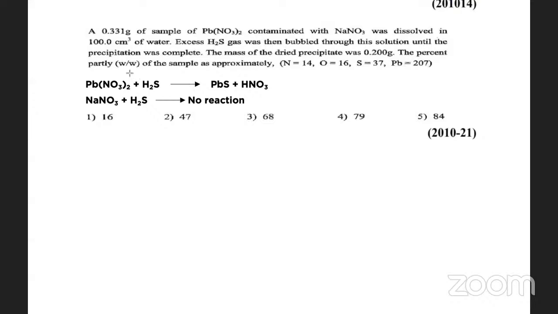The percentage of... I think something is missing there, no, people? Some information is missing there. The percentage of who? Lead nitrate or sodium nitrate? Okay, now that's going to be interesting. Give me a second, let me check the 2010 paper. Okay, someone has checked it, I think. Purity of the sample. Yeah, purity of the sample. That is a small printing error. The percentage purity of the sample.